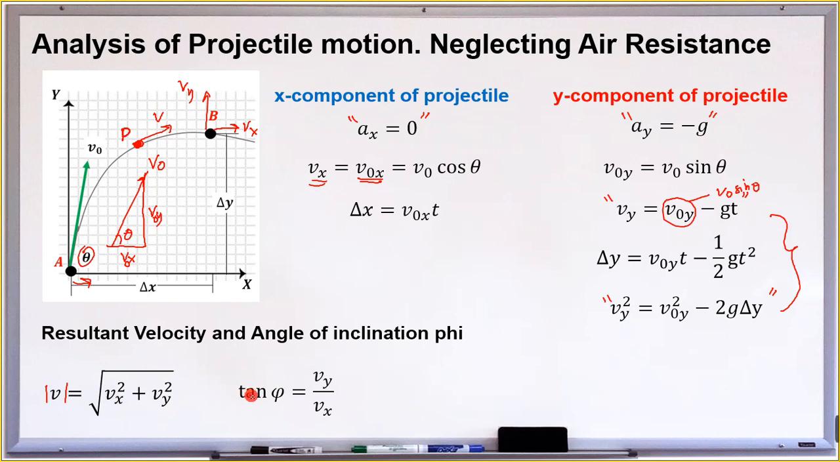And then for its angle, I represent it by phi in order to avoid confusion with theta, because we use theta to represent the angle at the initial position, whereas phi represents the angle of the velocity at any location along the projectile curve. So tangent phi is equal to Vy over Vx. Any questions so far?